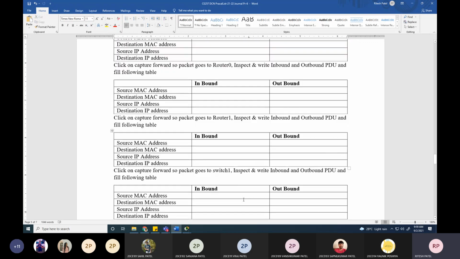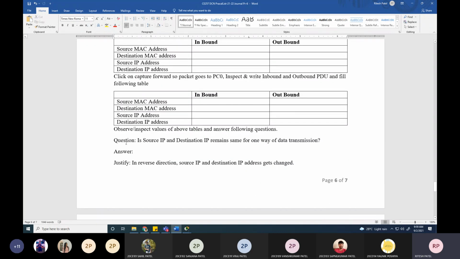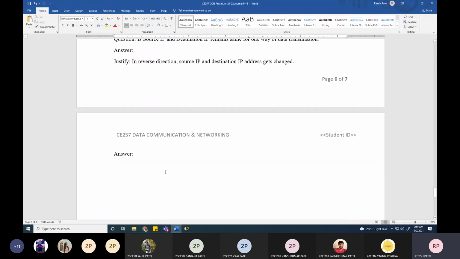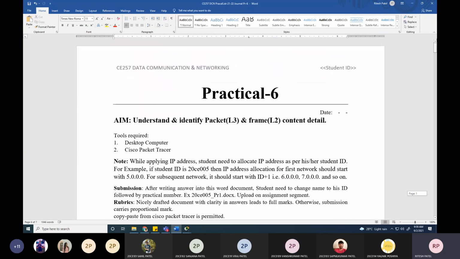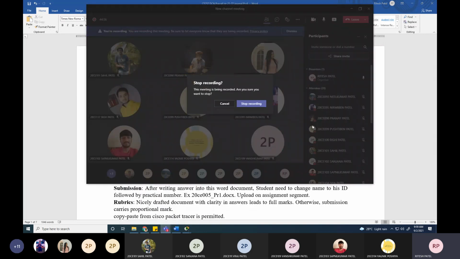Carry out exercise 4. Exercise 4 has lots of stuff. Similarly, there can be many exercises, but we are limiting to exercise 4 only. Answer these questions, and you will have insights into this exercise, practical number 6. So if there is any question, what do you want to do in this case?